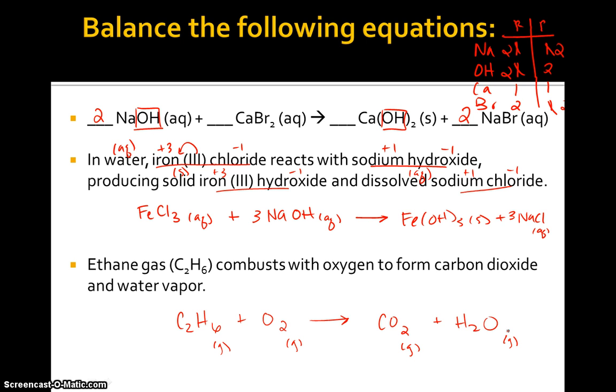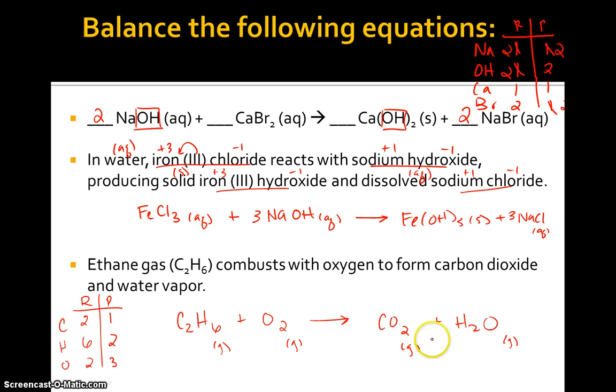So for this one, I like to do an atom inventory because I've got O's in 2 spots here. So I'm going to go ahead and do my reactants versus my products. And this is C, H, and O are my elements. I've got 2 carbons, 6 hydrogens, and 2 oxygens. Over here, I've got 1 carbon, I've got 3 oxygens, and I've got 2 hydrogens. So let's go ahead and balance this guy.